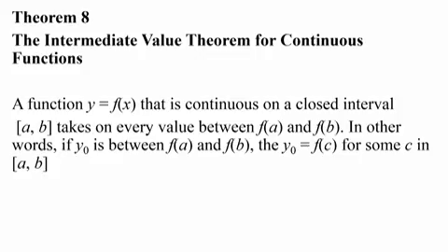Theorem 8, the intermediate value theorem for continuous functions. A function y equals f of x that is continuous on a closed interval from a to b takes on every value between f of a and f of b. In other words, if y sub 0 is between f of a and f of b, then y sub 0 equals f of c for some c in the interval from a to b.